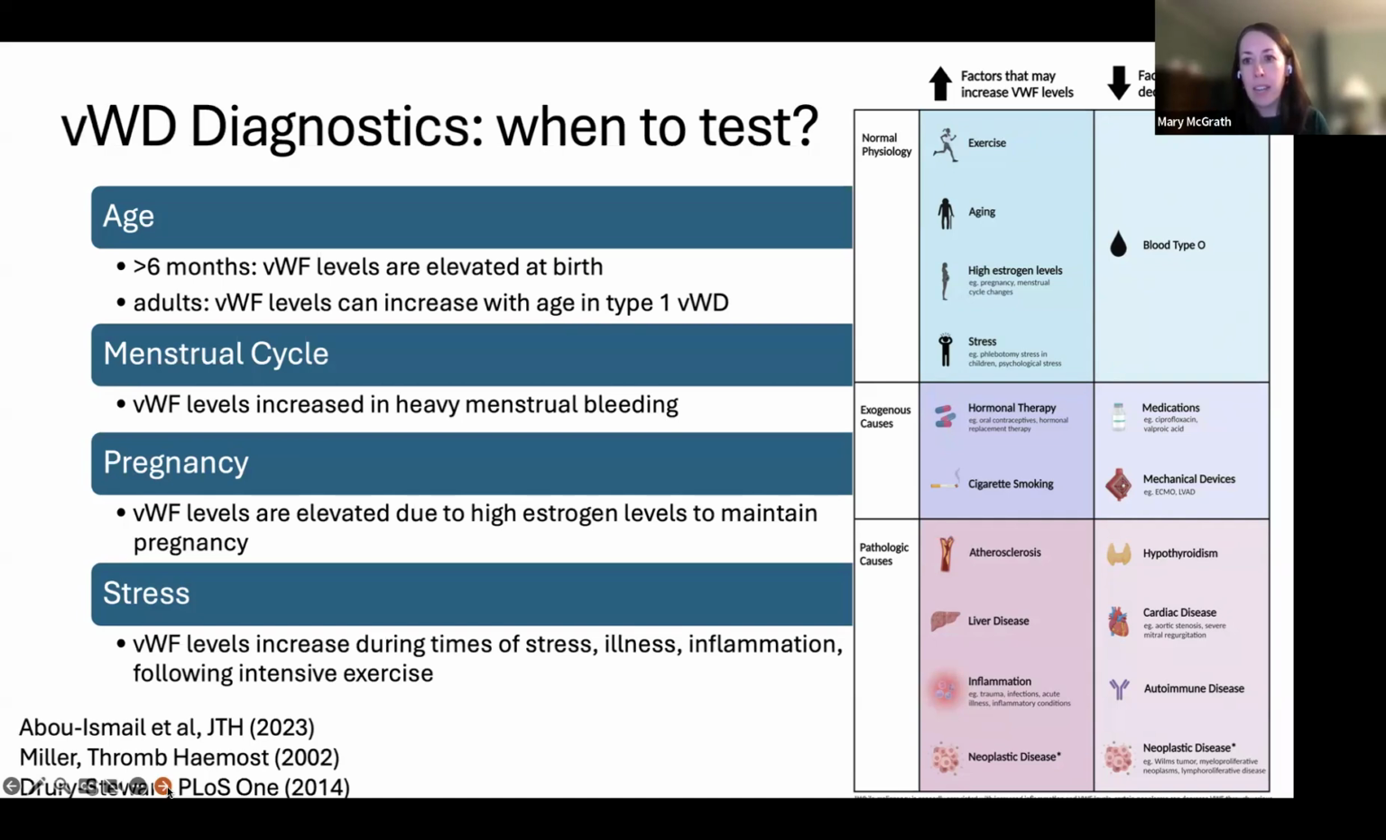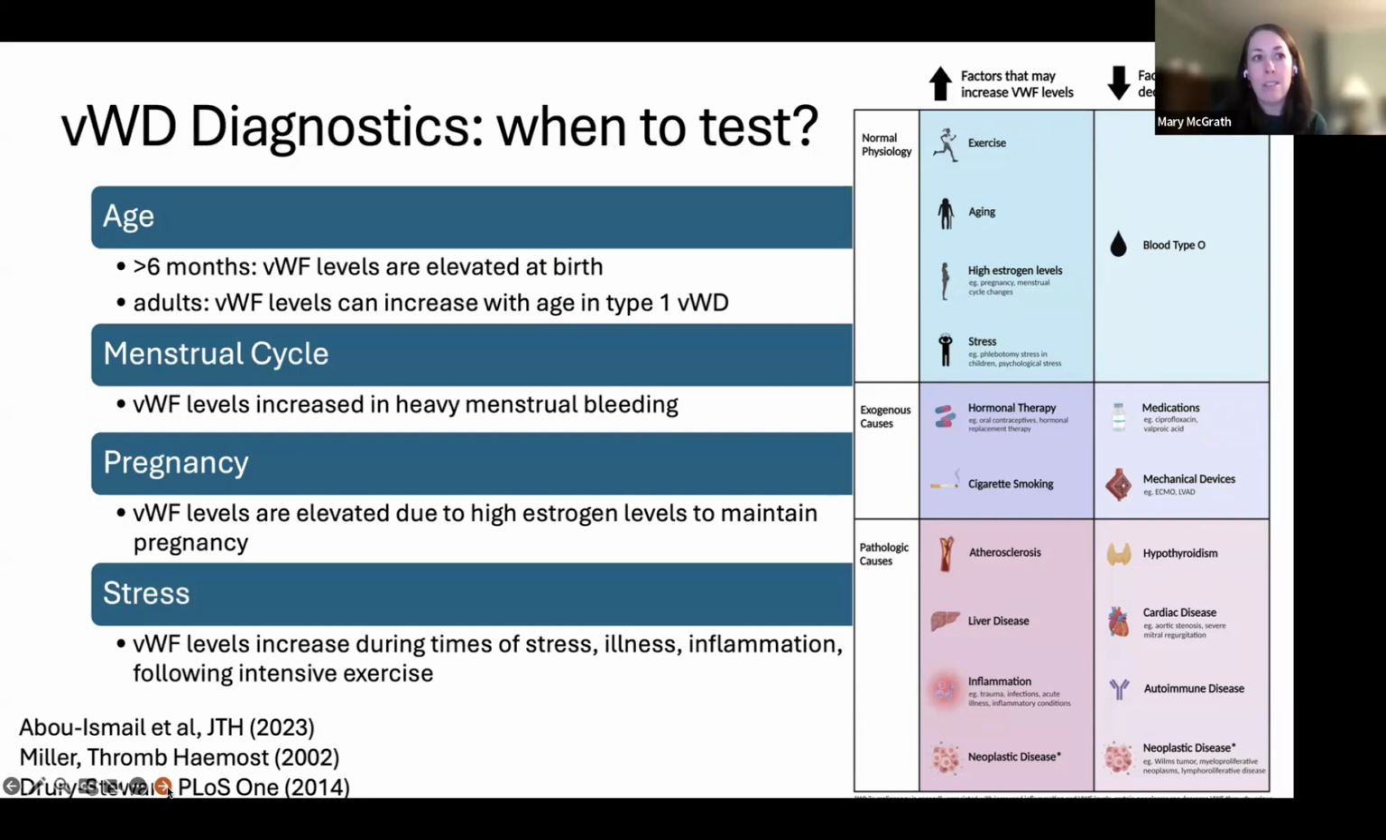Other things that can falsely increase von Willebrand factor levels above baseline include hormonal therapies, cigarette smoking, a history of atherosclerosis and liver disease. Von Willebrand factor levels can really be increased during any kind of stressful event, including acute illness or infection. If someone is really stressed about having their blood drawn, that alone can increase your levels.